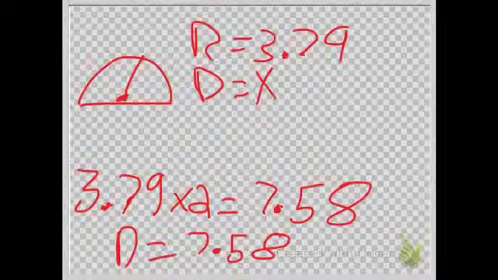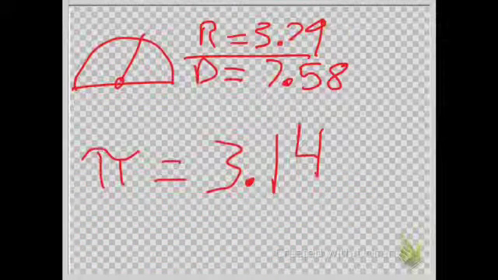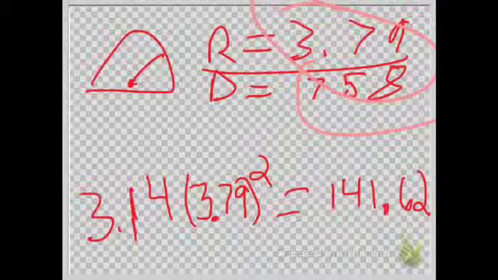The radius is 3.79, and now we need to find the diameter. And to find that, we're going to need to multiply the radius by 2, and if you get it right, you should get 7.58. Okay, now we're going to need to use pi, not a lot of the numbers, just 3.14. And now we have both the diameter and the radius over there.